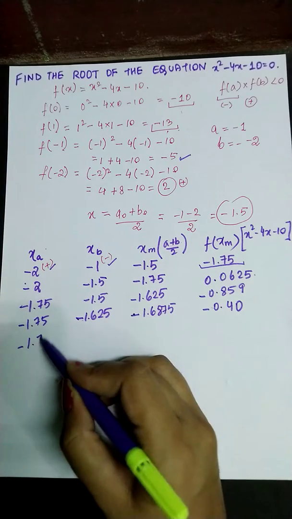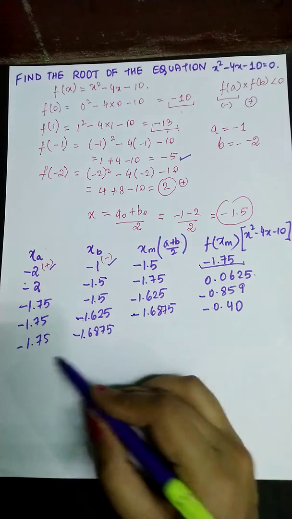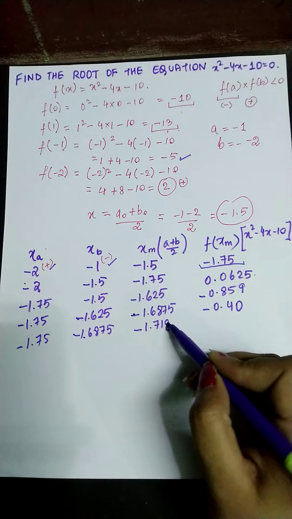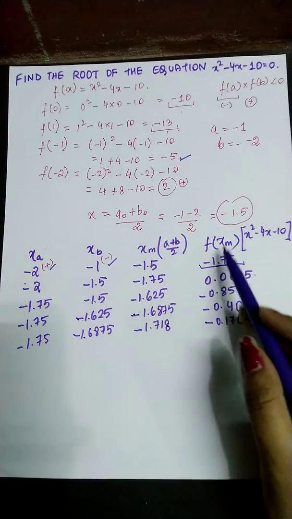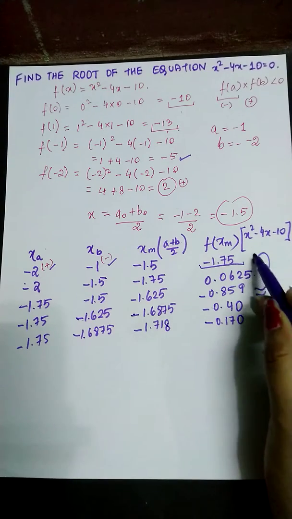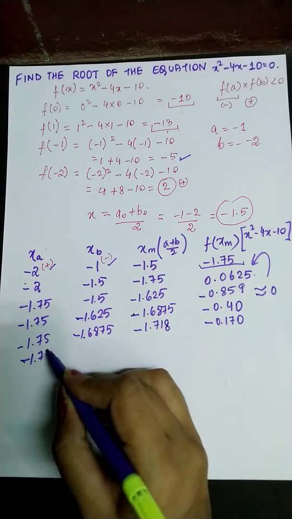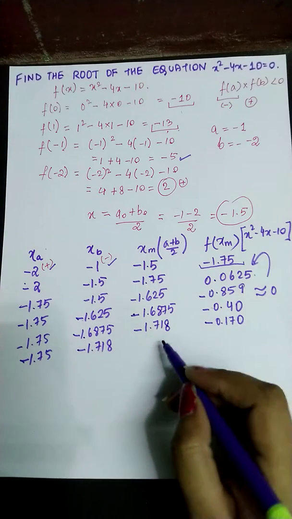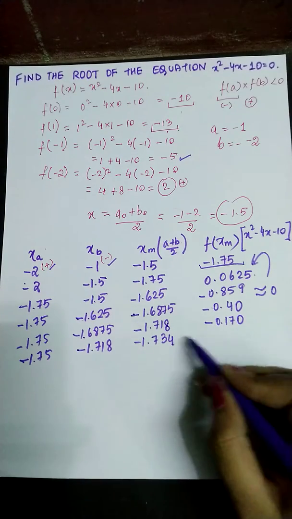So this is minus 1.75. Here we get minus 1.6875, and the middle value between them is minus 1.718. F of x of this is minus 0.170. We have to continue this till we get a value which is almost equal to 0 in this column. Alright, again a negative value, this stays the same. Here we put minus 1.718, the middle value comes up to minus 1.734, and here f of this value will give us minus 0.0572.